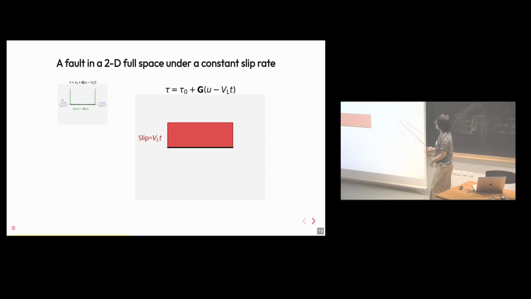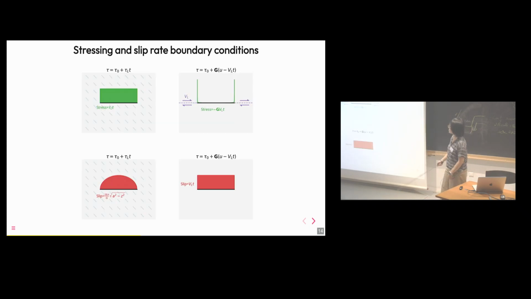And this is the output slip profiles with this stressing function. You'll have just a flat. So all points on your fault will slip at the same rate. So it's just a summary. And this is all good.